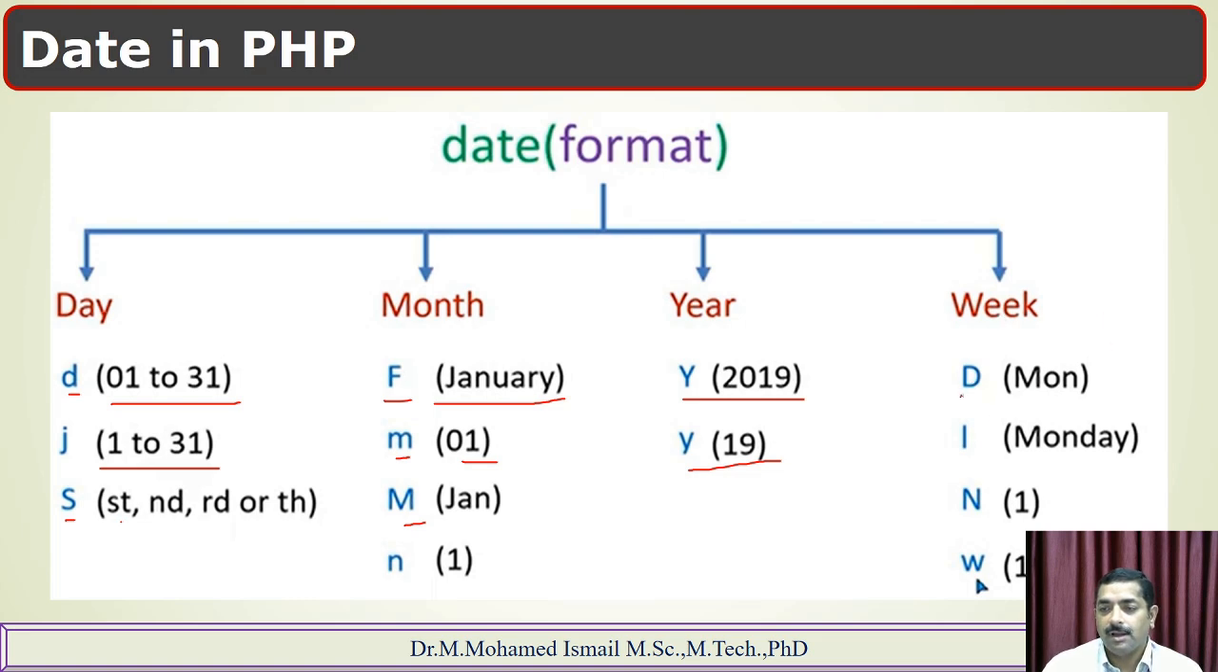Week: capital D means Mon, 3 letters will come. Capital l means the full name will come, Monday. Capital N means the first day, it's actually 1 to 7. Small w means 0 to 6 weekdays it will mention.